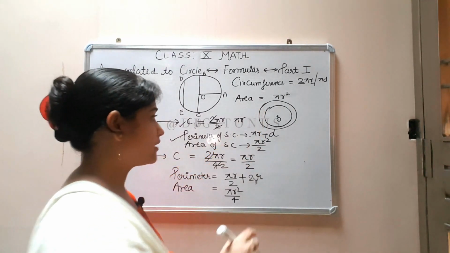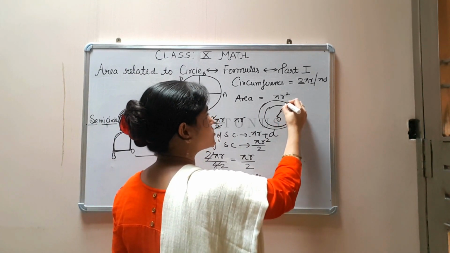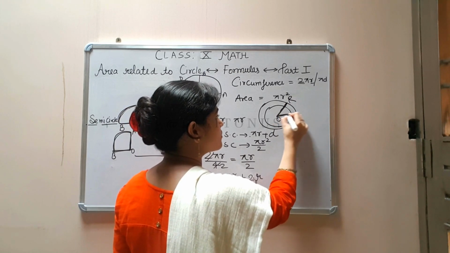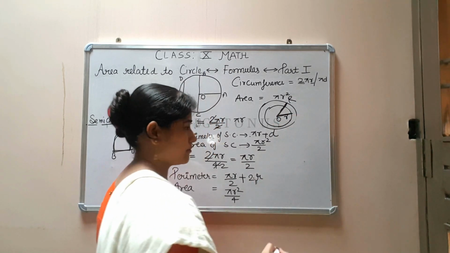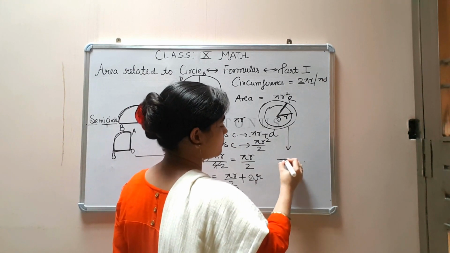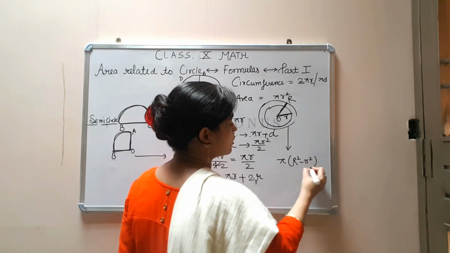they are asking the area of this ring. So first of all, let the radius of outer circle be capital R and the radius of this inner circle be small r. Formula is, first I am telling you the direct formula. The formula is pi, capital R square minus small r square.